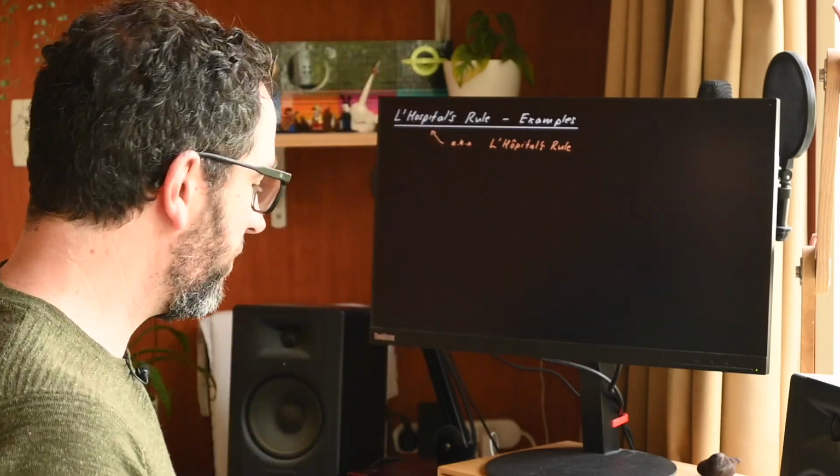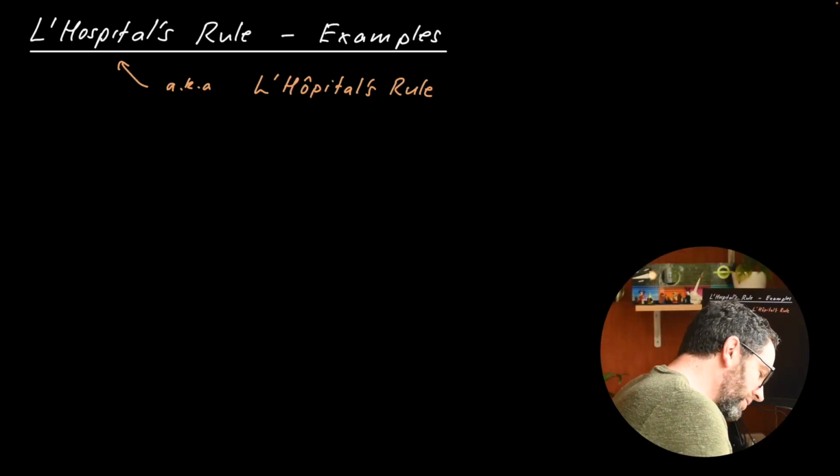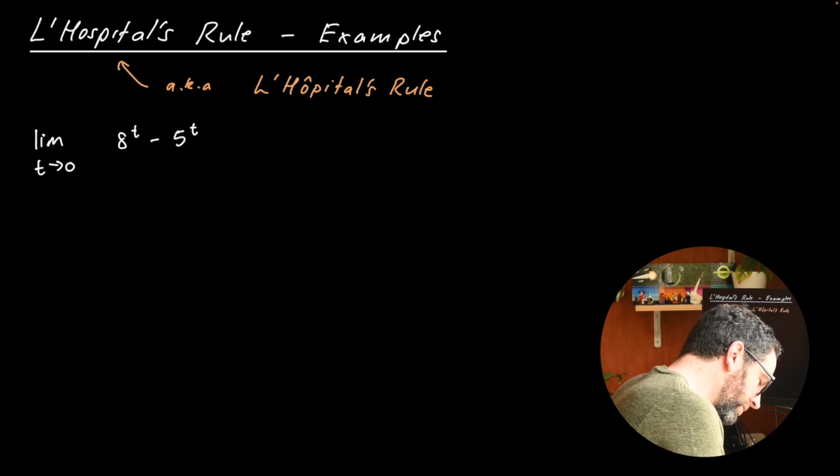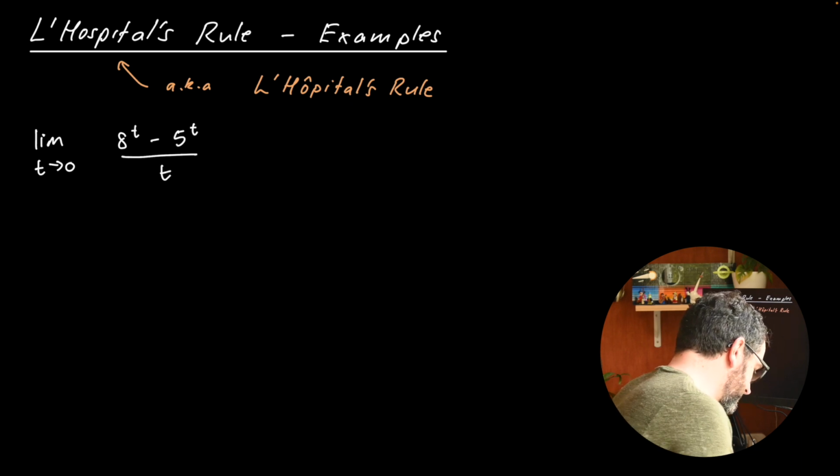Kia ora. In this video, we're going to look at a few examples of L'Hopital's rule. We're not going to do necessarily bog standard problems, but we're going to do a few examples that illustrate some of the quirks that can come up when you're looking at these problems. So the first one we're going to do is the limit as t goes to 0 of 8 to the t minus 5 to the t, all divided by t.